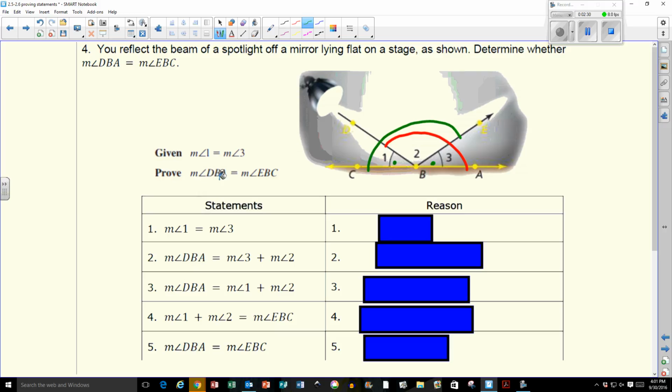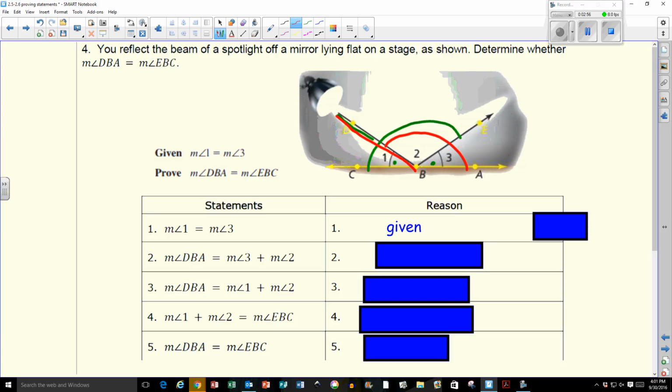They want me to prove that DBA, so the red angle, is equal to EBC, which I labeled as the green angle. All right, so first thing is always what's given. So there's your reason, given. The measure of DBA, which is the red angle, this is the one I marked as red. So I will do, oops, let's start over.